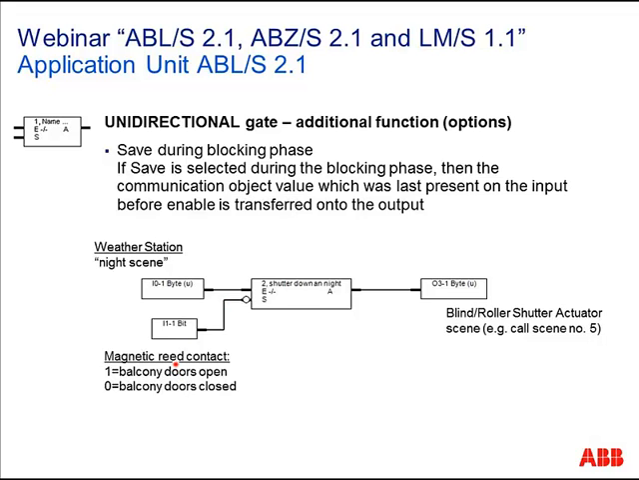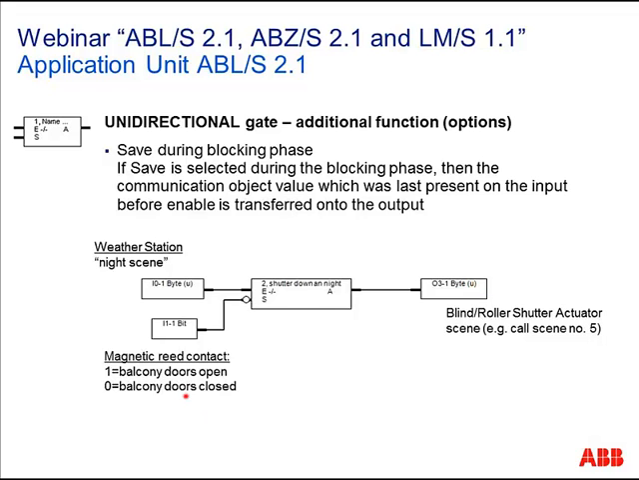Now we are inside a building. Our balcony door is closed, so this value is 0. It is negated in our input, and so our gate is open. So when the weather station calls our night scene in the evening, this telegram goes inside our gate, the gate is open, and it is forwarded to our actuator, and the shutter drives down.